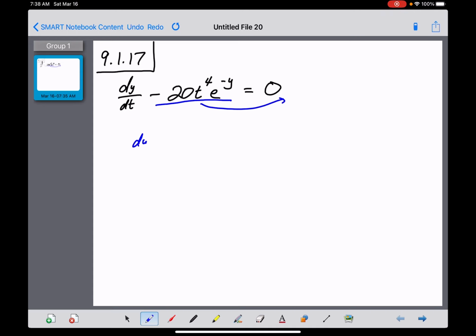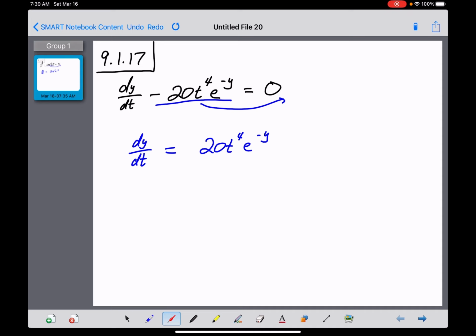So I'm going to end up then with dy dt is equal to, and then we've got a positive now, 20t to the fourth e to the negative y. So now it's just down to one term on the left and one term on the right. And that actually means we can move things around a little bit more freely in terms of multiplication or division to separate our variables. So we want to get all the y's on the left-hand side, including the dy, and all the t's and the dt on the right.